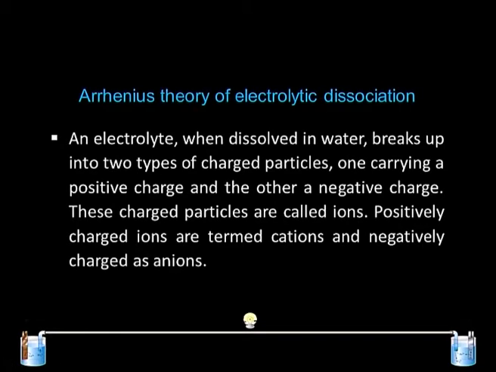The main point which is given is that an electrolyte, when dissolved in water, breaks up into two types of charged particles, one carrying a positive charge and the other a negative charge. These charged particles are called ions. Positively charged ions are termed cations and negatively charged ones anions.